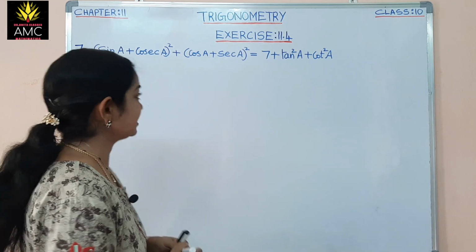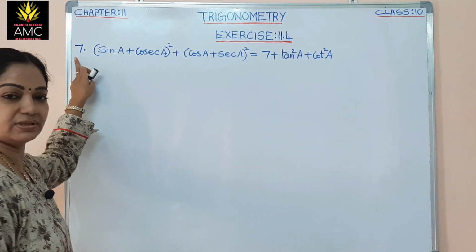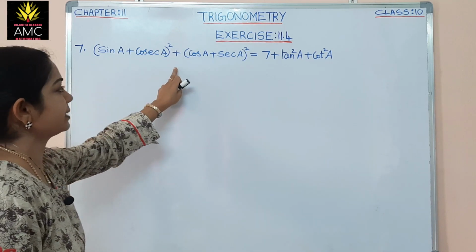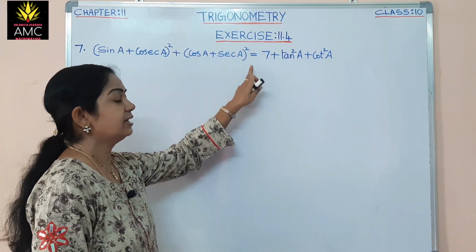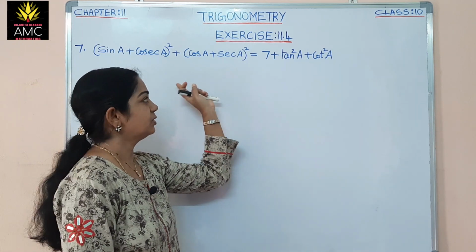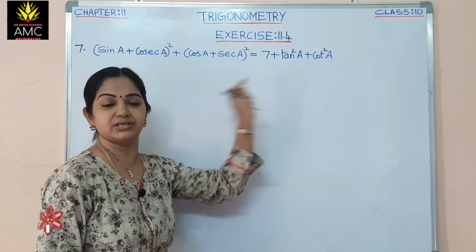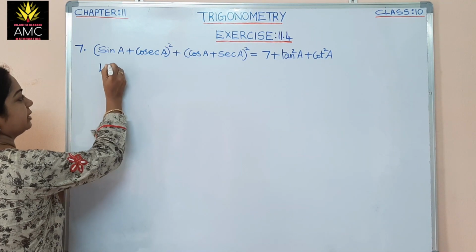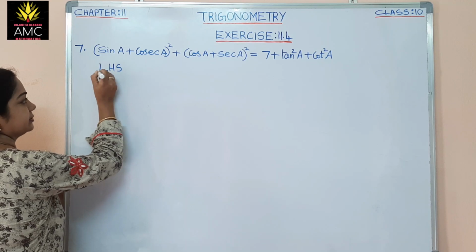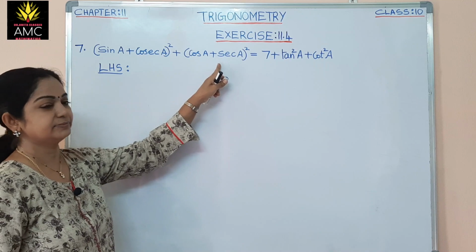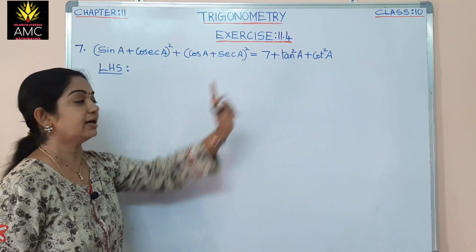Right, let's quickly start. Now I've noted down the 7th problem. See here, (sin A + cos A)² + (cosec A + sec A)² is equal to 7 + tan² A + cot² A. So this is clearly an LHS and RHS problem. Now let's begin with the LHS part. Let me take LHS, and we will be getting the RHS.